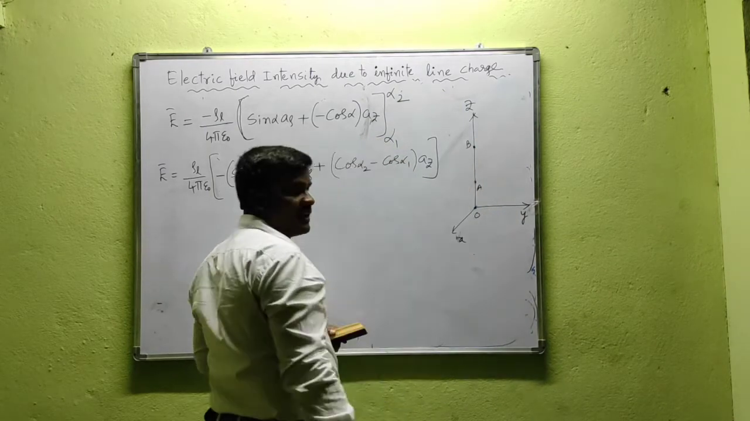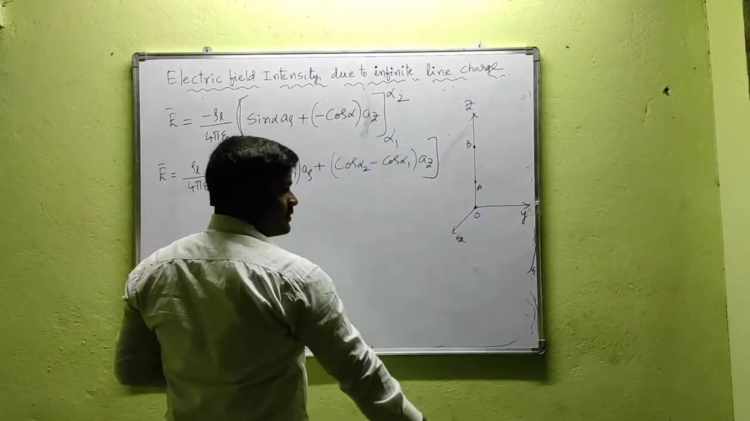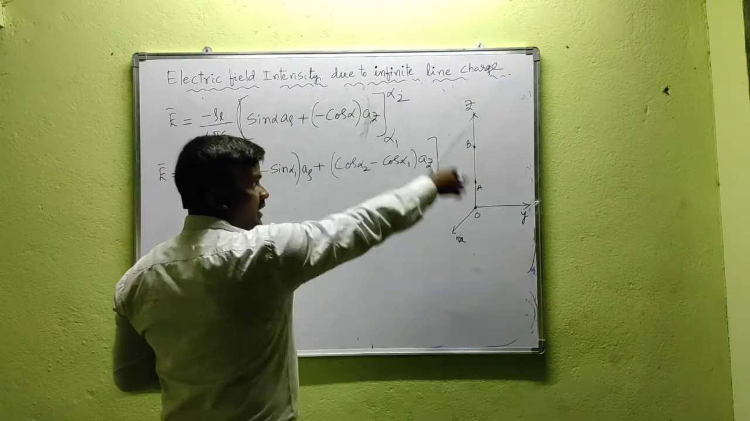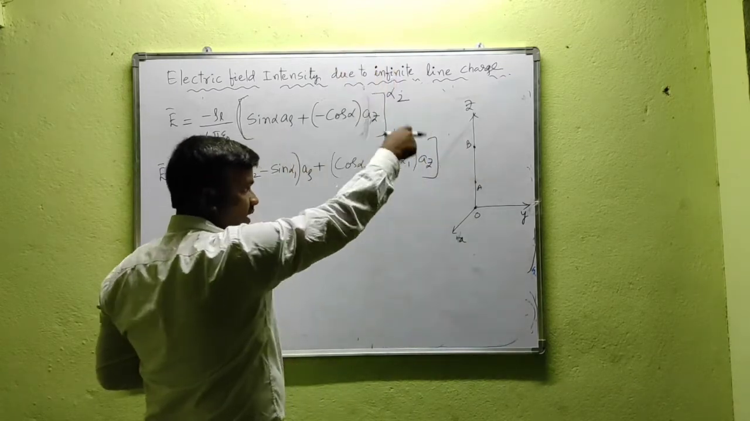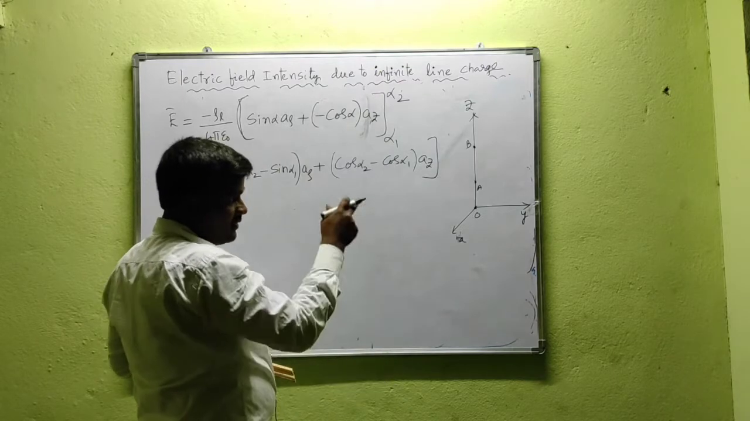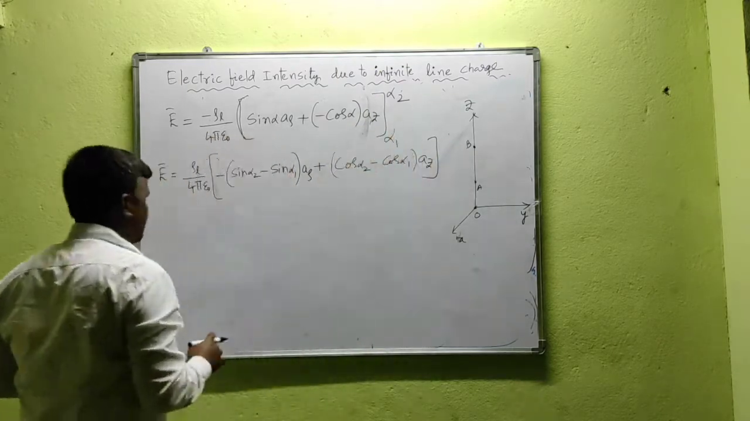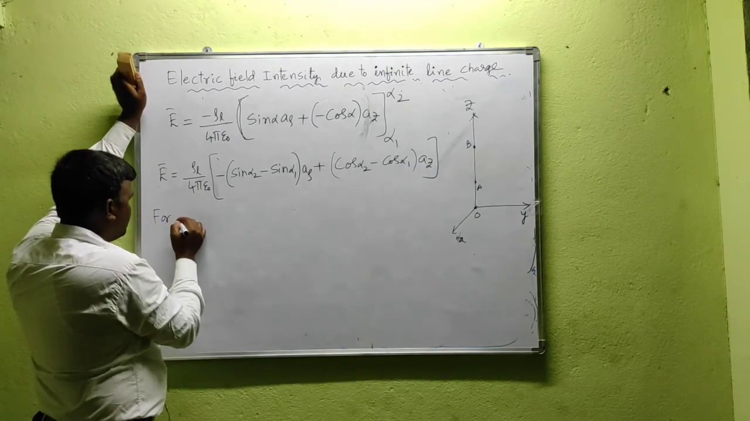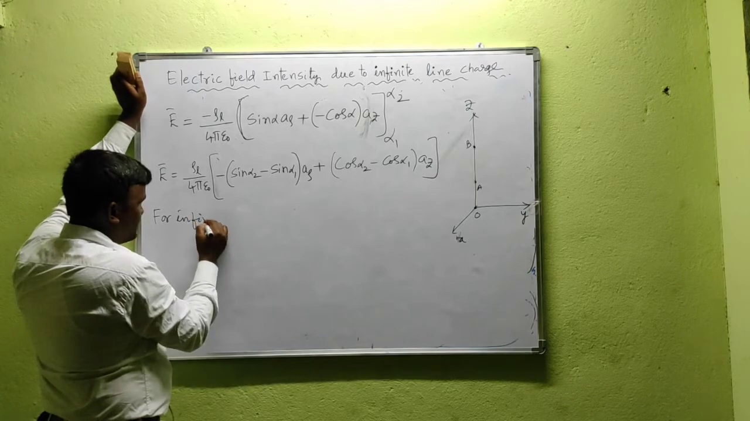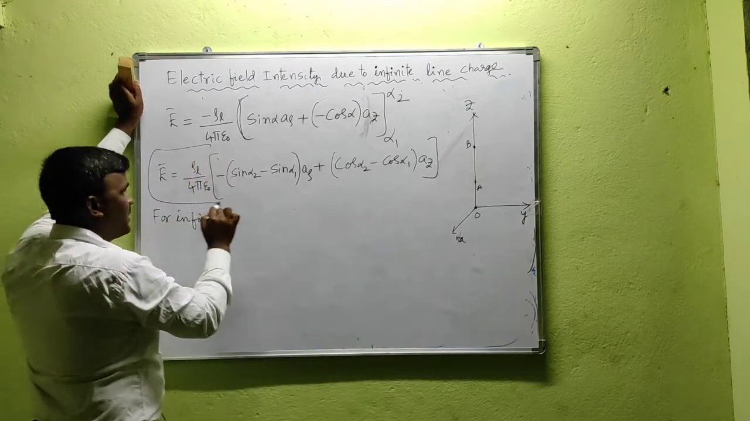But in case of an infinite line charge, A should start where? Infinite means negative infinity along the z axis. Point A should be at minus infinity, and point B should be at positive infinity along the z axis. So that's why for an infinite line charge, you need to remember, this is very important.